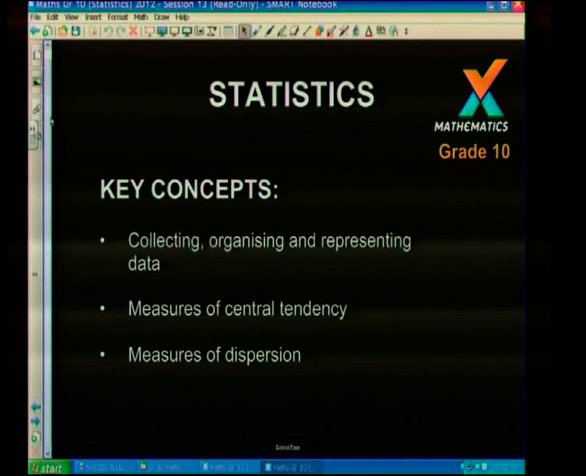is collecting, organizing, and representing data. Now, guys, in statistics, basically what we do is we analyze information. Before we can analyze the information, obviously, we have to collect the information. So, how do we collect the information? There are plenty of different methods that we can use. We can use a questionnaire, we can use a survey. Think of the census that was done, I think it was last year.